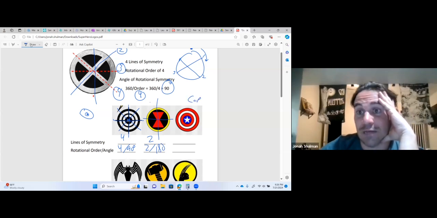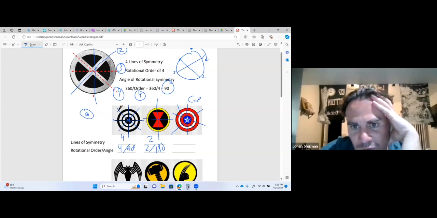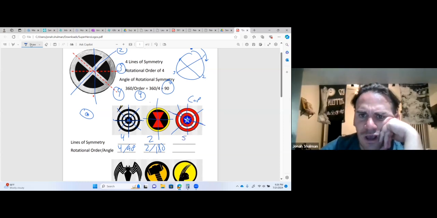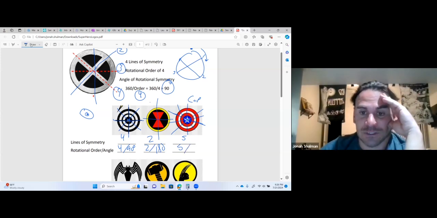This is Cap, or Captain America. We can split the star once, twice, 3 times, 4 times, and I believe it's 5, right? 1, 2, 3, 4, 5. So we have 5 lines of reflection, and it's also an order of 5. It doesn't always have to be the same. So this is going to be 360 divided by 5. Is that 72 degrees?